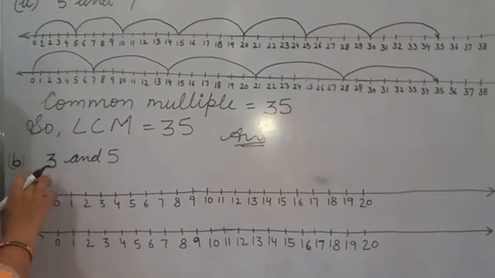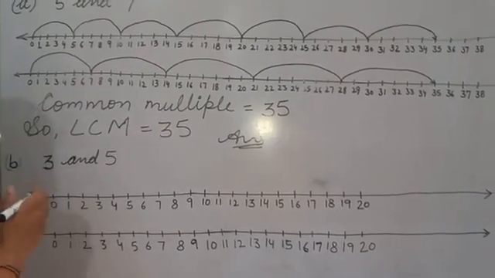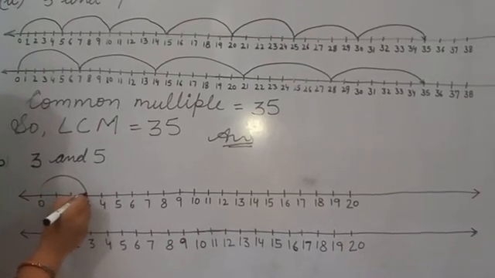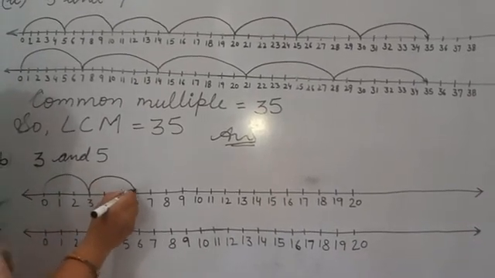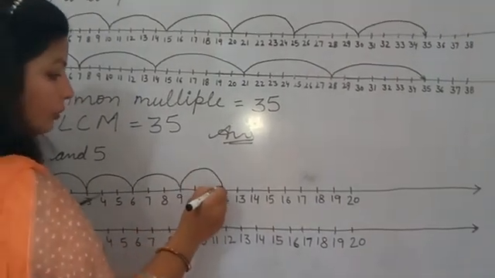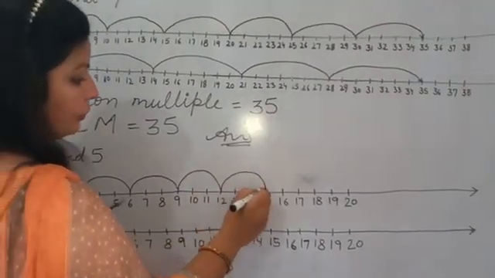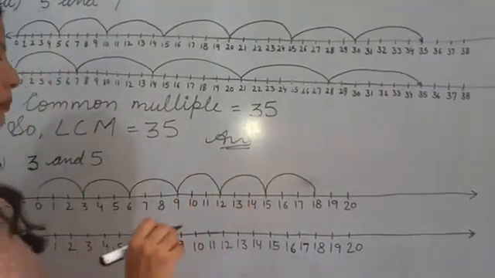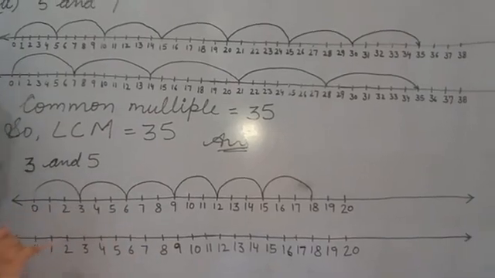Now let me start multiples of 3. So from 0 we will start. 3 ones are 3. Then 3 2s are 6. Then 3 3s are 9. Then 3 4s are 12. Then 3 5s are 15. Then 3 6s are 18. Okay. Till 18 we will get the common.